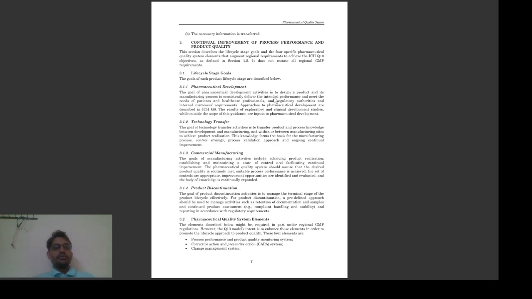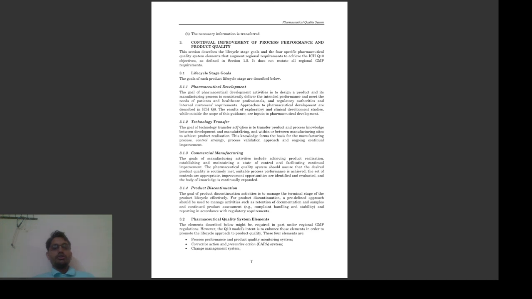Then after pharmaceutical development, second is technology transfer. The goal of technology transfer activity is to transfer product and process knowledge between development and manufacturing, and within or between manufacturing sites, to achieve product realization. This knowledge forms the basis for the manufacturing process, the control strategy, the process validation approach, and ongoing continual improvement.